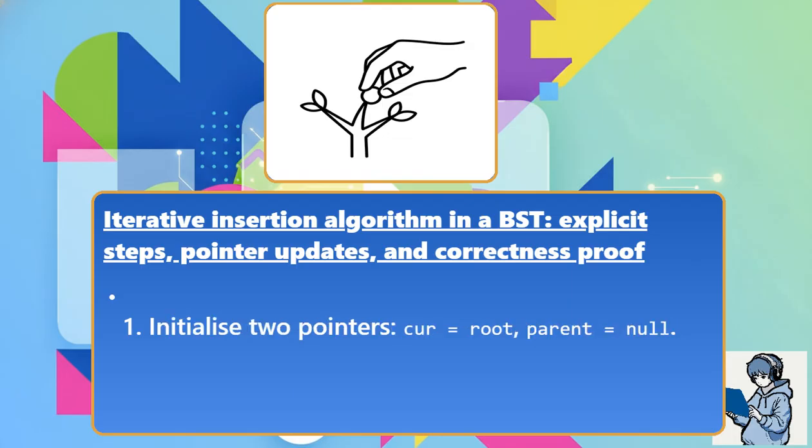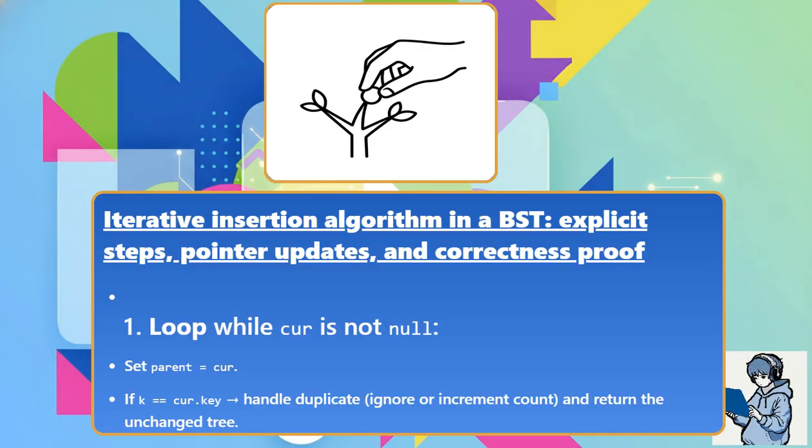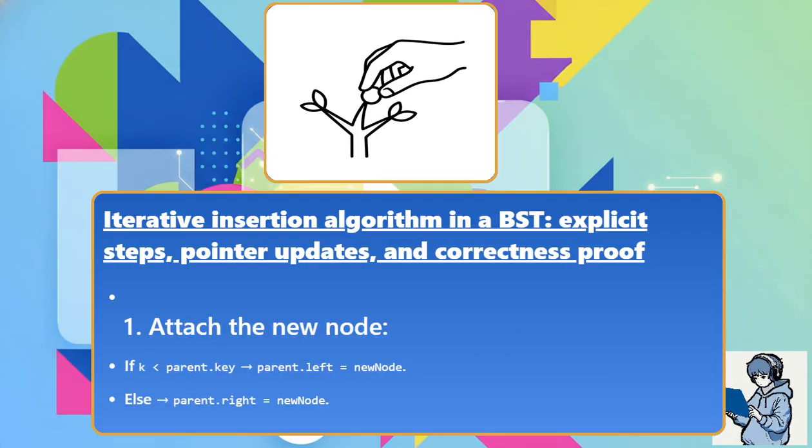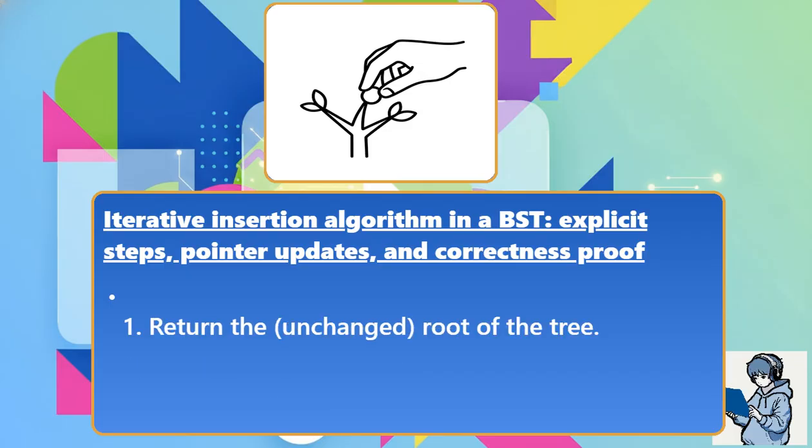Initialize two pointers: cur as root and parent as null. Loop while cur is not null: set parent to cur. If k equals cur.key, handle the duplicate by ignoring or incrementing count, and return the unchanged tree. If k is less than cur.key, set cur to cur.left; else if k is greater than cur.key, set cur to cur.right. When the loop terminates, cur is null and parent points to the leaf where the new node belongs. Attach the new node: if k is less than parent.key, set parent.left to the new node, else set parent.right to the new node. Return the unchanged root of the tree.